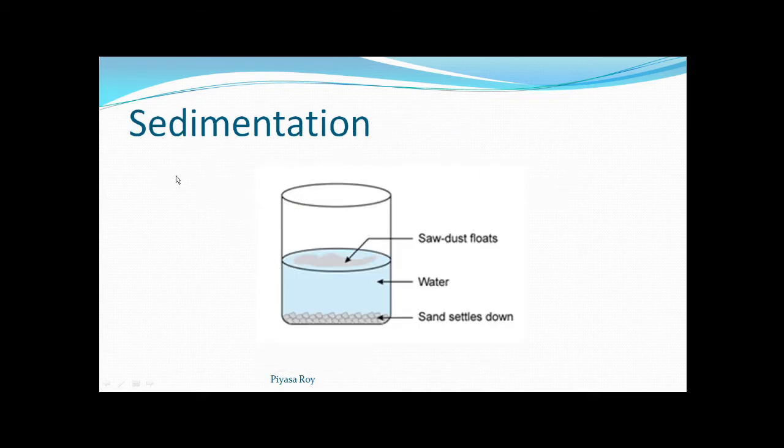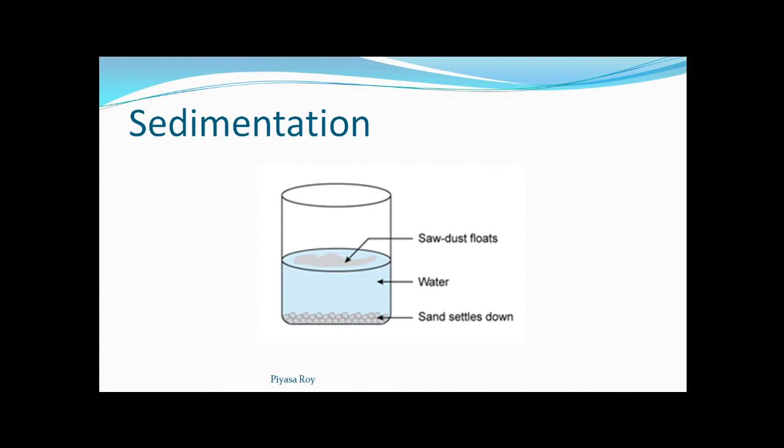Next, we come to the sedimentation technique. What is that? We use this technique where one of the components is heavy in weight. Here we have taken a mixture of sand and sawdust. How do we separate that? Both particles can be mixed together, and we cannot separate them by hand picking and so on.